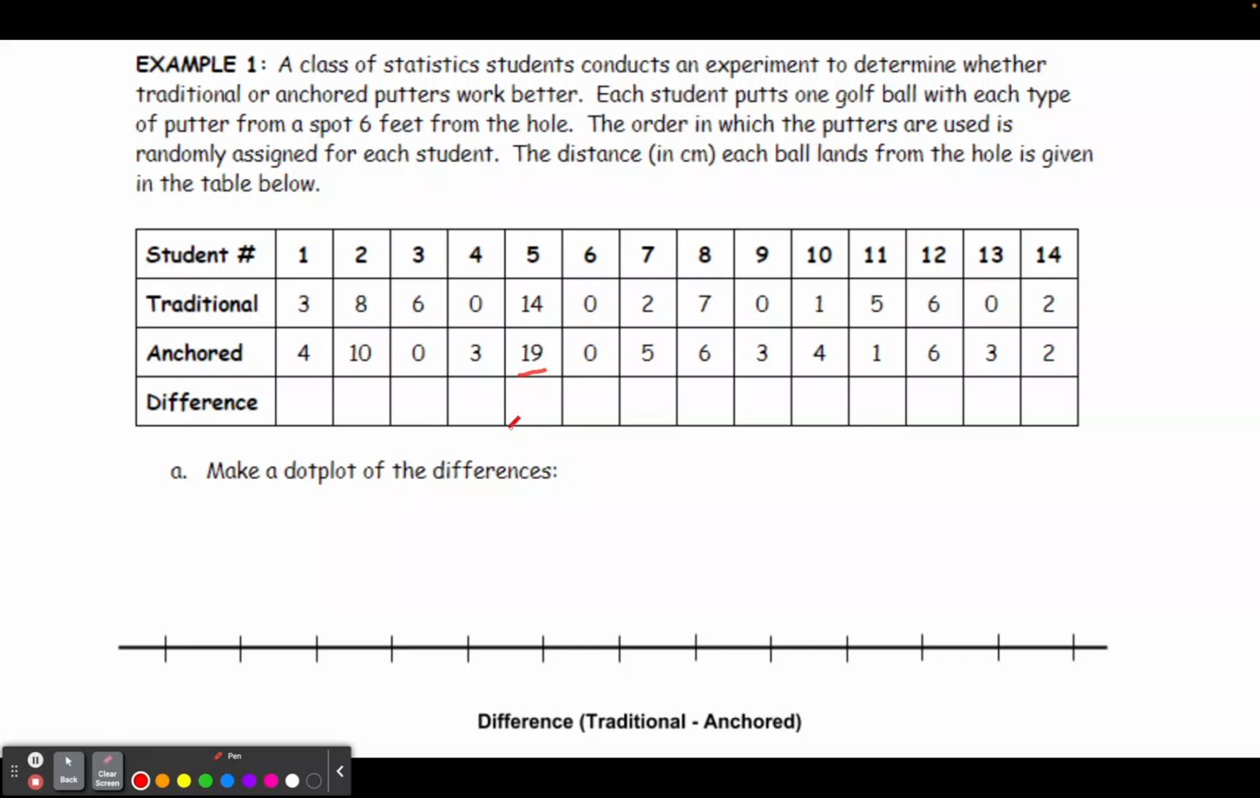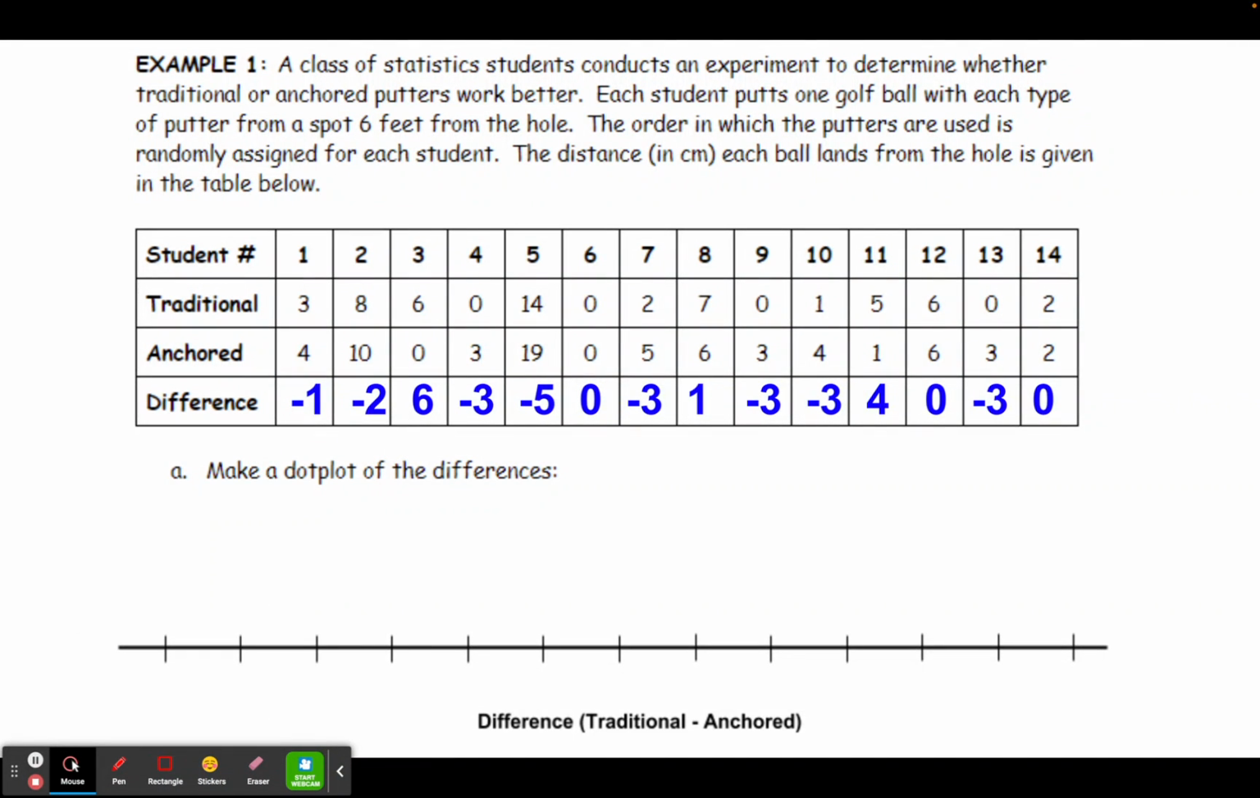But what we're really interested in is the difference between the two types of putters. So, whether they're a good golfer or a bad golfer, both students were able to get the golf ball a little bit closer to the hole using the traditional putter. And so, what we really care about is how much closer to the hole it was, regardless of whether they're a good golfer or a bad golfer. So, we're going to subtract to find all those differences. And in each case, I'm doing traditional minus anchored. So, the top one minus the bottom one.